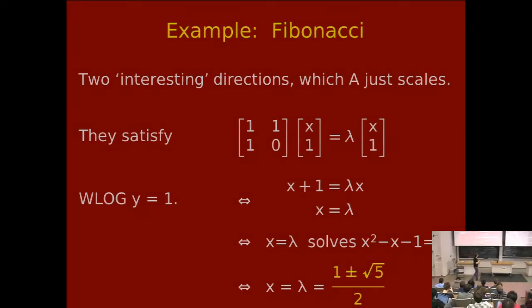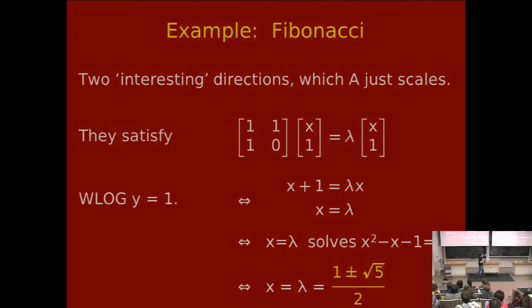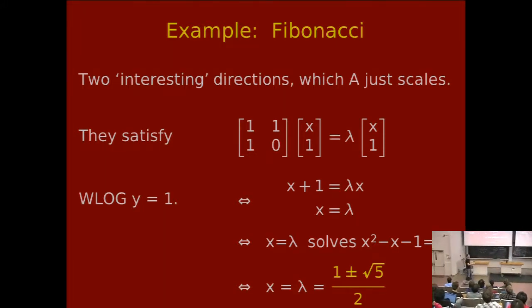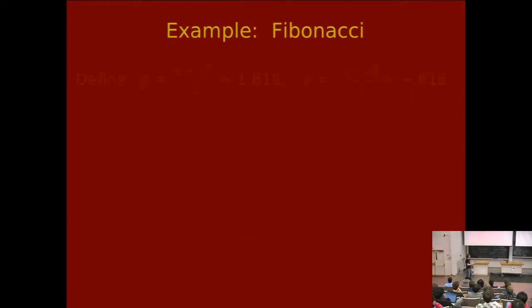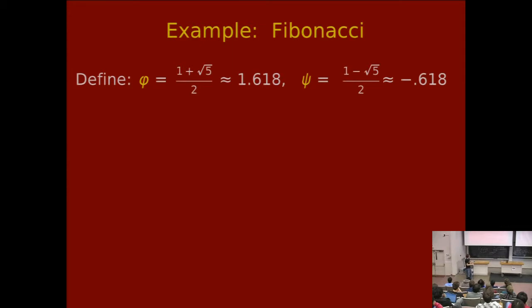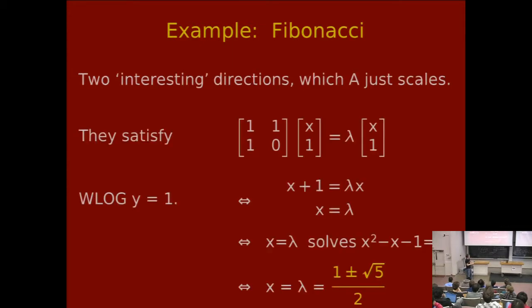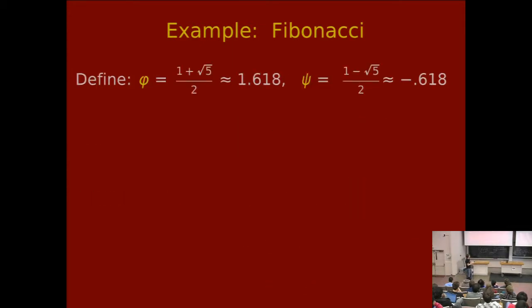So this actually tells me these 2 specific vectors. It looks a little bit ugly, but they have the property that A just scales those vectors. And this lambda tells you the amount that it scales them. Okay, so there are two solutions here, 1 plus or minus root 5 over 2. So let me call phi the bigger solution, which is about 1.6, and psi the smaller solution, which is about minus 0.6.